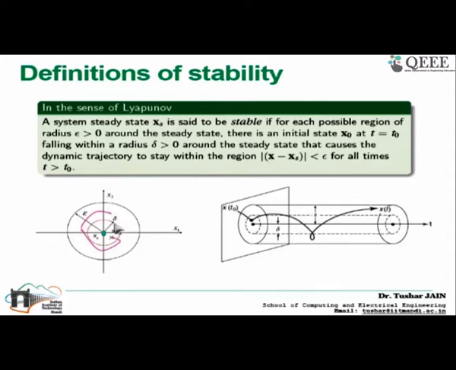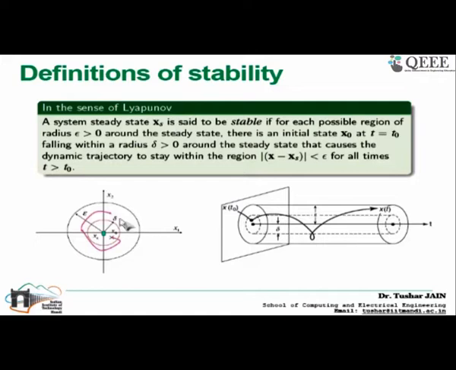So what it says is, if you have an initial state x naught inside this delta region, if I start at this point, then for all times t greater than t naught or 0, I won't escape this region which is of radius epsilon. If I start in this region and stay for my entire life in this region, then the system is said to be stable in the sense of Lyapunov.